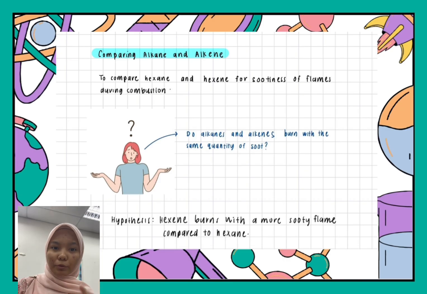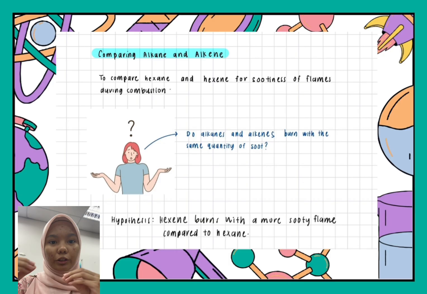So the problem statement for this experiment is, do alkane and alkene burn with the same quantity of soot, or which will produce more or less soot? The hypothesis of the experiment states that hexene burns with a more sooty flame compared to hexane. So we can state that the alkene group will produce more soot compared to alkane. We're going to undergo this experiment to prove that the hypothesis is true.